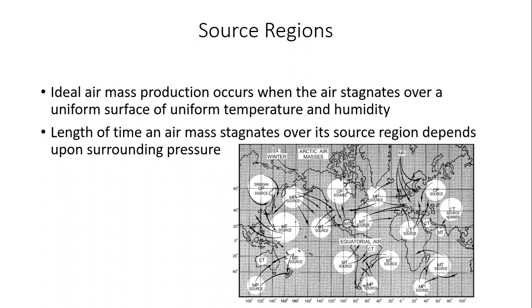All right, so now let's get into a discussion on source region. The bottom line, a source region is generally the area where an air mass is going to form. Now, ideal air mass production is going to occur when the air just stagnates over a relatively uniform surface, which would be, for example, water and land, snow-covered areas. That uniform surface with uniform temperature and humidity, that's what we're looking for. Now, the length of time an air mass stagnates over its source region, or the area where it develops, is going to depend upon the surrounding pressure.